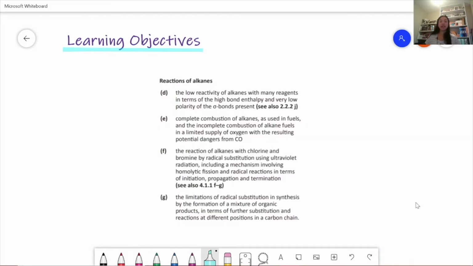Today we're going to be looking at the reactions of alkanes. So here are our learning objectives. The first is to know the low reactivity of alkanes with many reagents, in terms of the high bond enthalpy and very low polarity of the sigma bonds present.